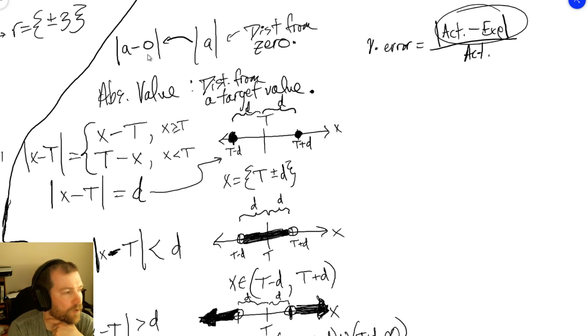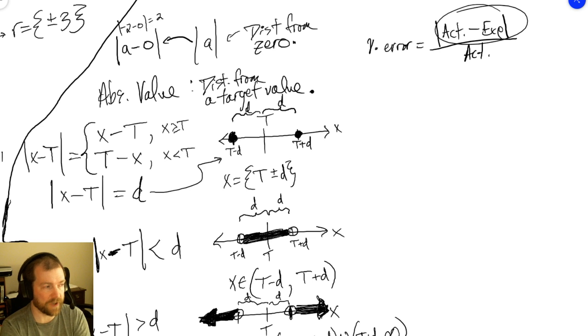So here's the thing, right? The idea was, what if a is a negative number? So if a is -2, -2 minus 0 is still -2. We don't want a -2. We want to say it's just 2 away. So in order to say it's 2 away, you have to say that the -2 minus 0 has an absolute value. And that absolute value is positive 2.